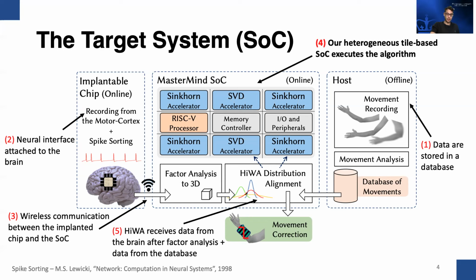For the computation itself, the data from a database is retrieved and HIWA matches it to the brain data in order to output the best matching body movement. Then, this output can be forwarded to an external device for correcting disabilities.